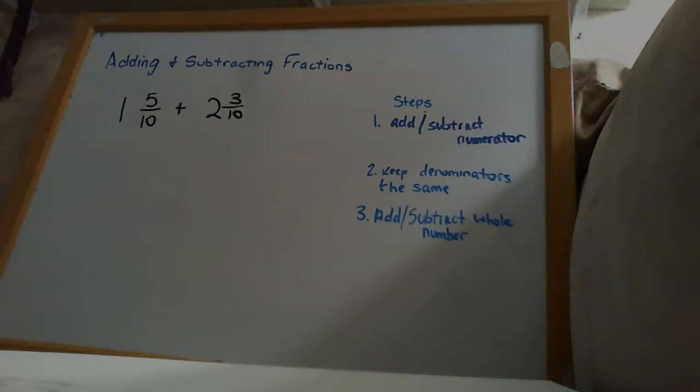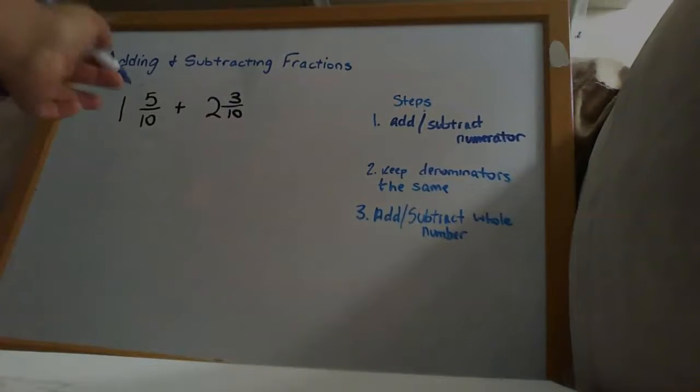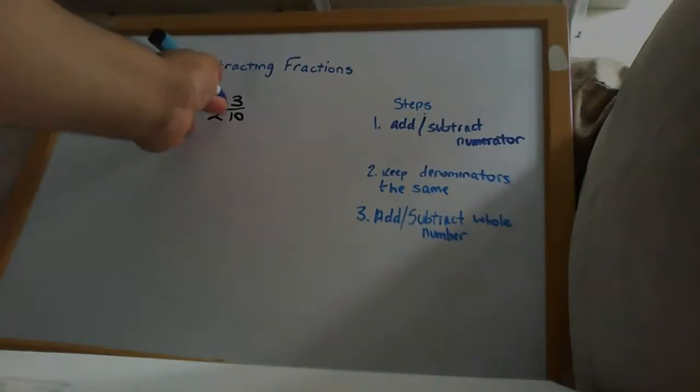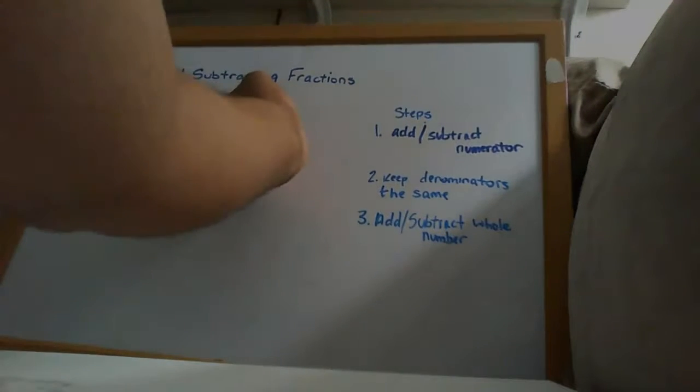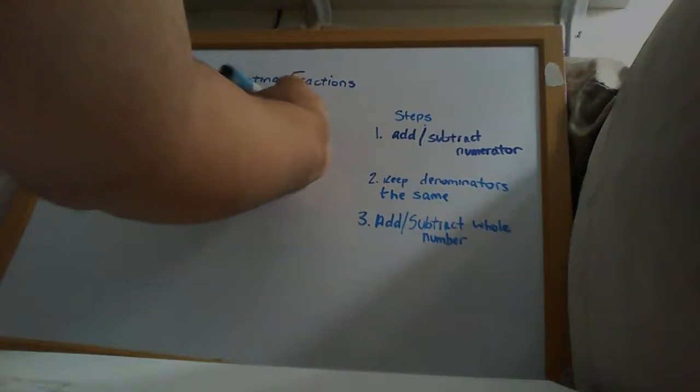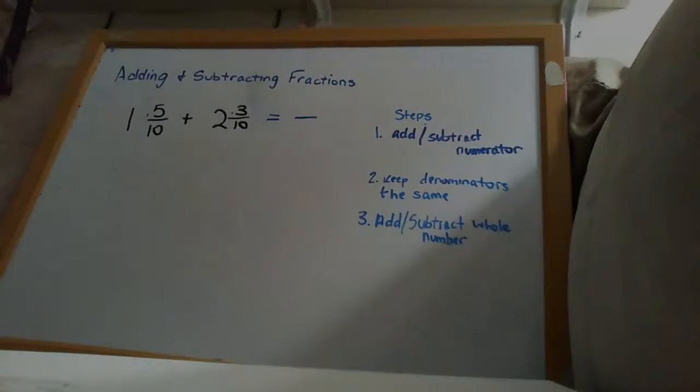Following the steps, step 1 says add the numerator. So if we look at our numerators, they are 5 and 3. If we add those two together, we'll get 8.